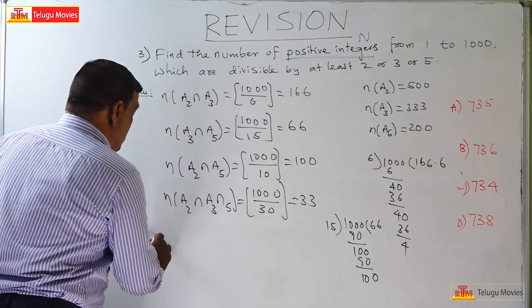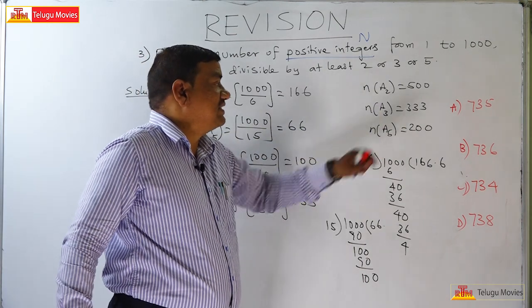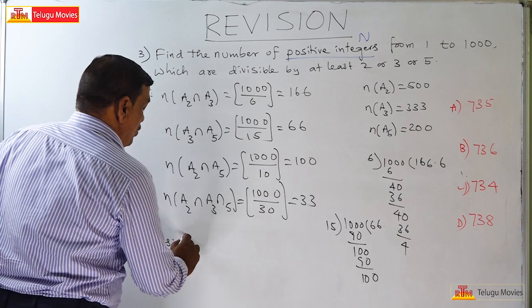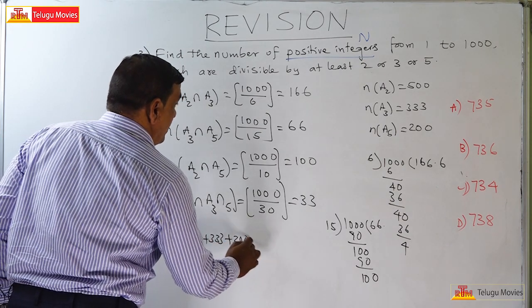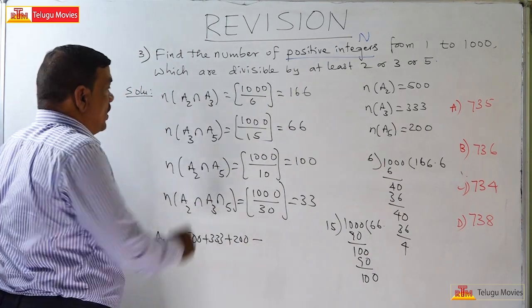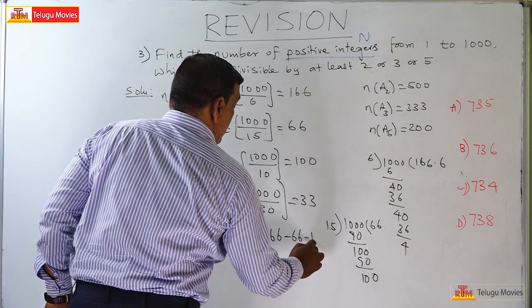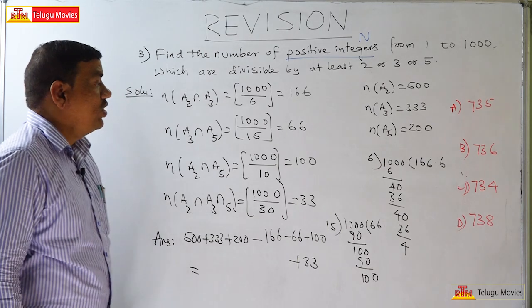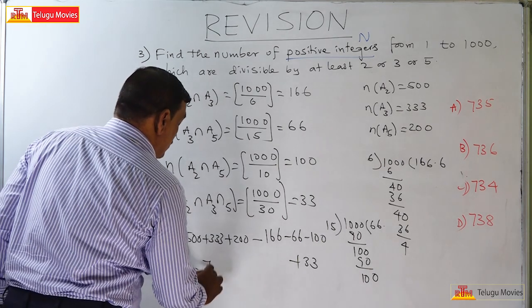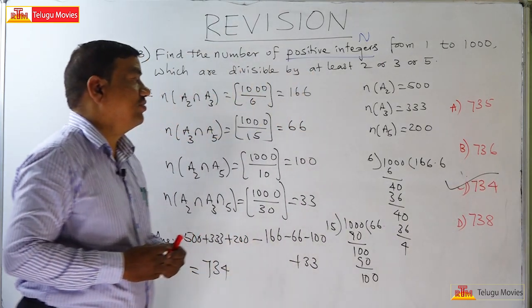So total final answer is equal to how much? n of A2 plus n of A3 plus n of A5, that is equal to 500 plus 333 plus 200 minus n of A2 intersection A3, that is 166, minus 66 minus 100 plus 33. Okay now. So if you calculate, this is equal to 734. So this is 734. Understand?